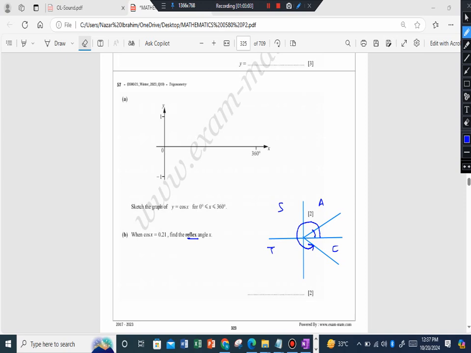So let's first find the first angle. Shift cos inverse 0.21 gives 77.87, which is not the required angle, and since it's the base angle, 360 minus the base angle, 360 minus 77.87 gives me 282.13. So that is the required reflex angle, 282.13. Clear? Let's move further.